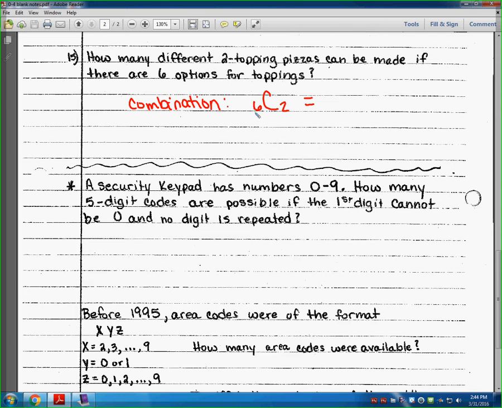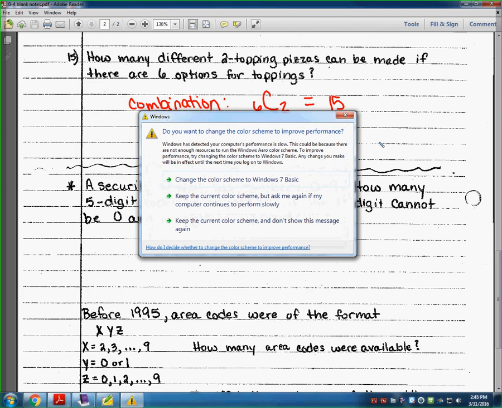So you push your 6, you get your C button, which is by the PRB if you have the normal calculator. If you have the other ones, you might have to look, have somebody help you, right? And what did you guys get? 15. There's 15 possible combinations for that kind of pizza. All right, one more.